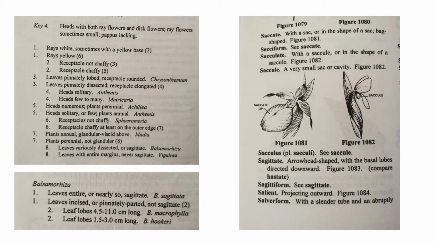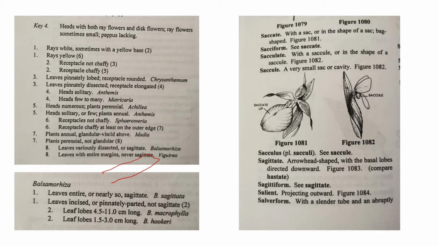So we've got leaves variously dissected or sagittate. And now sagittate, when we look at here, is arrowhead shaped with the basal lobes directed downward. And if you remember from the video, the leaves on this were very arrow shaped and sagittate. So here we are at Balsamorhiza, and we've actually got this genus right here. And leaves entire or nearly so, sagittate. And the leaves were entire, they're shaped like this.